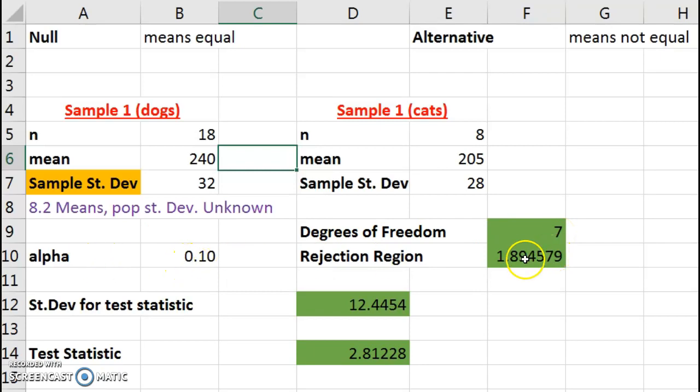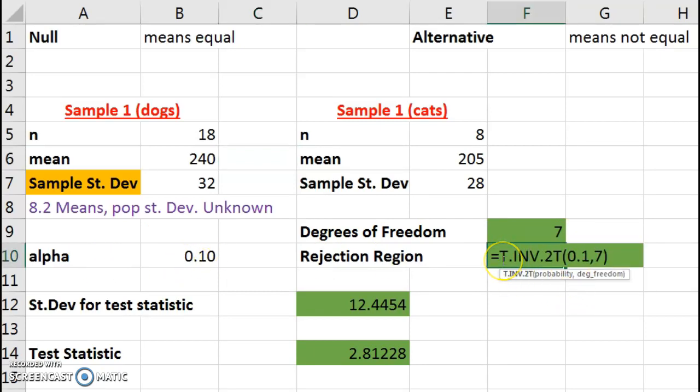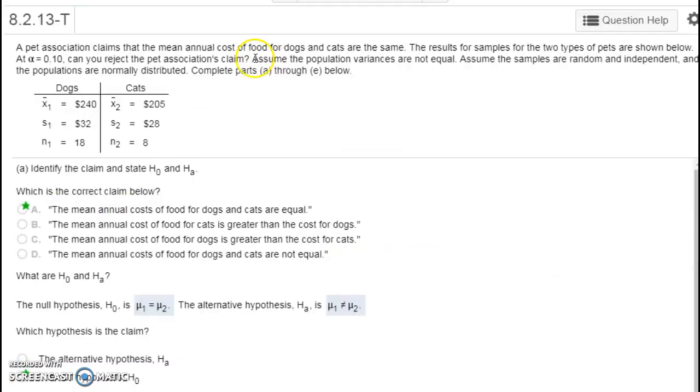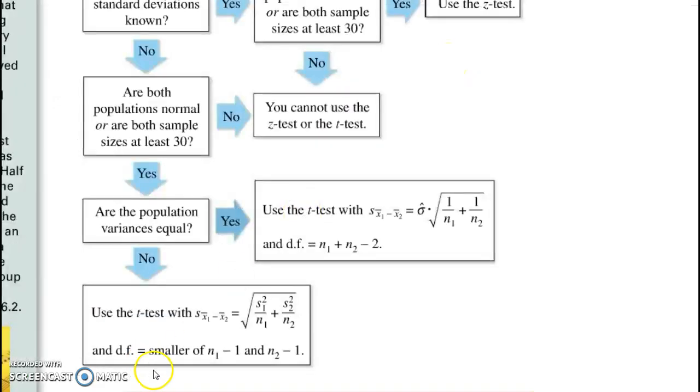Based off our alpha, the rejection region is pretty standard now. For our t-test we're doing 2 tails, and so we just want our alpha in the tails and our degrees of freedom. When you hit that, you get the critical values: either negative 1.89 or positive 1.89. Those are the cutoffs for our rejection region. Going back to the problem to show that, it says right here, the population variances are not equal. And so we're going to need to find this.